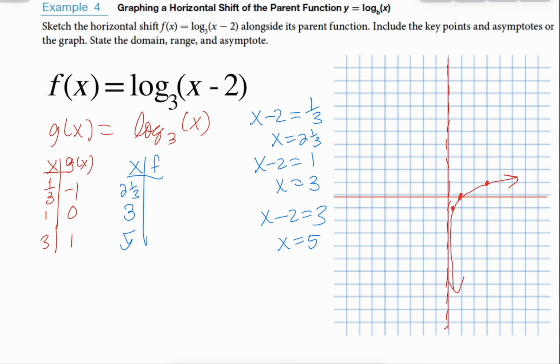Now, there's nothing on the outside of the function. So if we plug in 2 1/3, we get 1/3, which gives me a -1. What power do I put on a 3 to get 1/3? -1. And then this one's going to give me 0, and this one's going to give me 1. Now, where's our vertical asymptote? Well, that's where the inside equals 0 because we've added 2 onto everything. So we should expect that it's at 2. So let's put it on the graph paper.